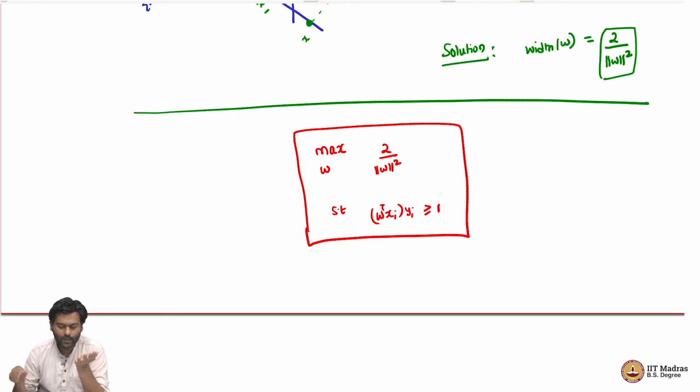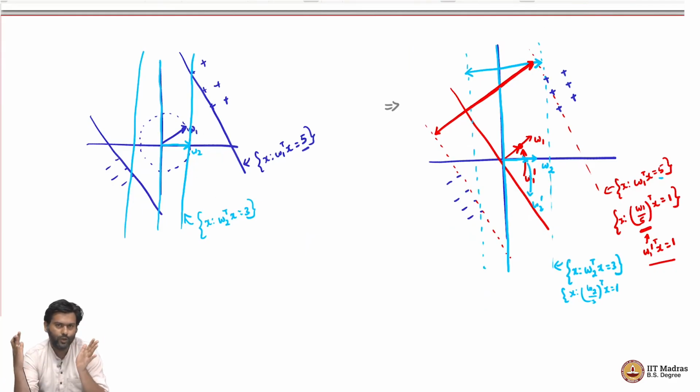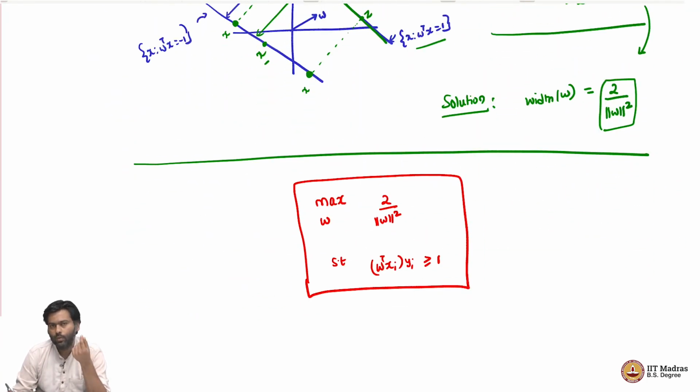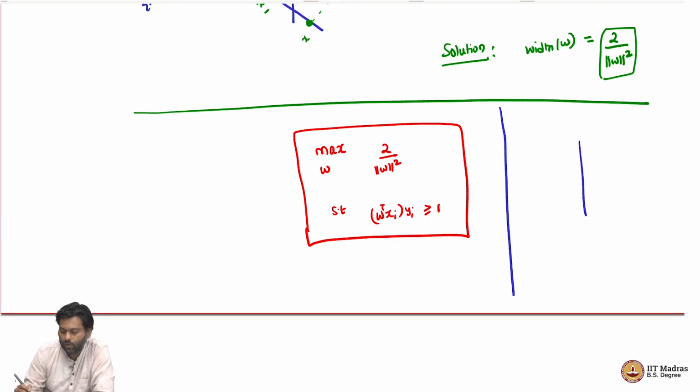Now, if you go back to our previous picture, this is basically telling us that if you have a large separator, then the corresponding W will have smaller length. Why is that? Because the width is inversely proportional to the length squared of W, and if you pause and think about this for a second, you will realize why that has to be true.